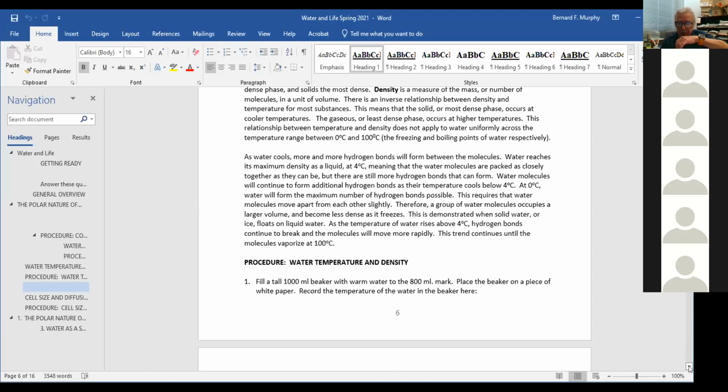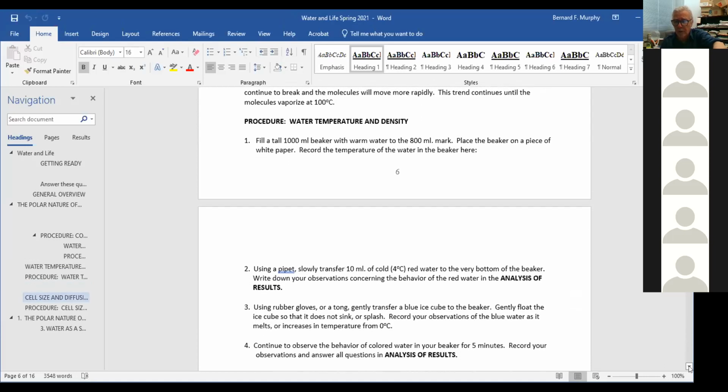So how we show this is you fill a beaker with 800 milliliters of warm water. And then we take this water from the refrigerator that has red dye in it, and we put it in a pipette, and we put the pipette just below the surface of the water, and we slowly release the cold red water into the warm water, and it drops right to the bottom because it's denser. And then as it warms up from the bottom, it starts to rise up, and then it makes the whole beaker red.